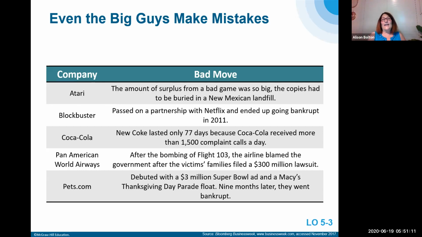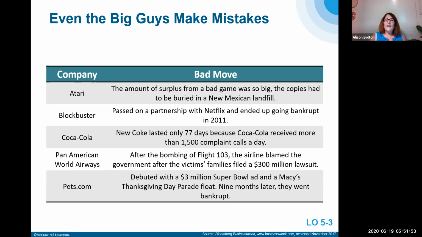Pan Am World Airways, bombing of Flight 103 in 2011. It was blamed on the government, and they filed a $3 billion lawsuit, which was really not smart to do at that time. It was a terrorist attack, and to put it totally on the government wasn't right. It was the terrorists who were doing things.